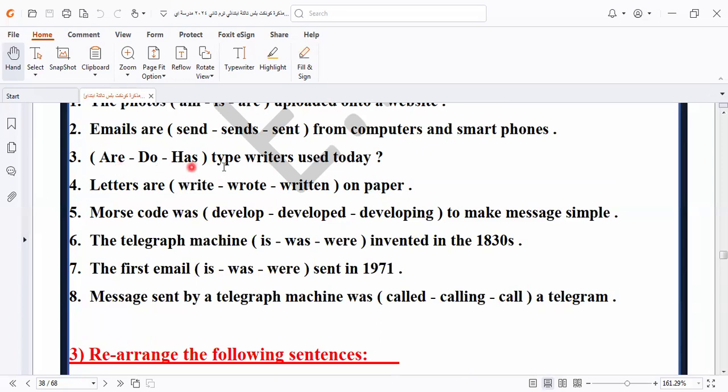Do typewriters used today? So here is "today," so I use the present form. Typewriters used today. So it will be what? Are. Because you can't say "do." Why? Because this is the passive form. So I use "are." Are typewriters used today?